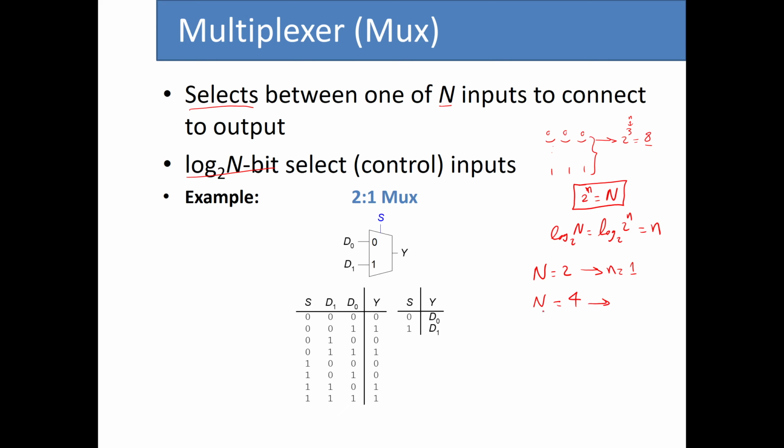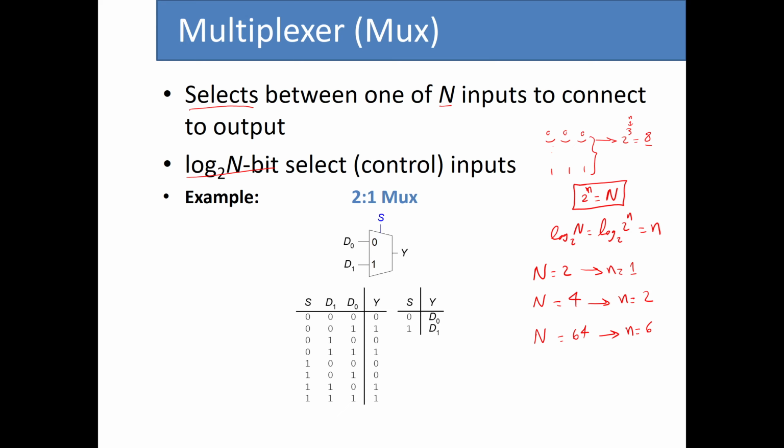What about if we want N to be 4? Keep in mind, uppercase N here is always a power of 2. So we cannot have N equals 5. So let's say if N is 4, that means that the lowercase n is going to be 2. What about if N is 64? Since 64 is 2 to the power 6, that means that we need to have 6 control inputs to be able to select between all the possible combinations.